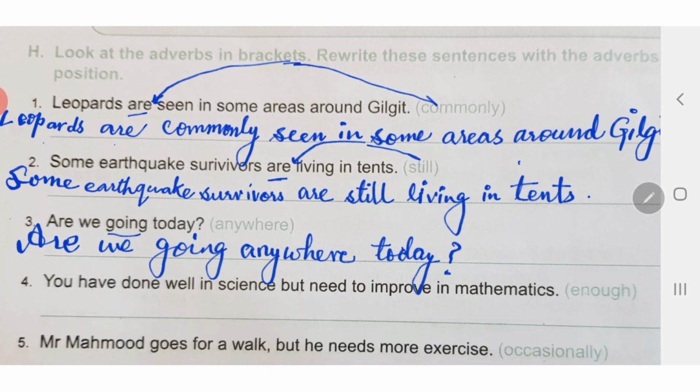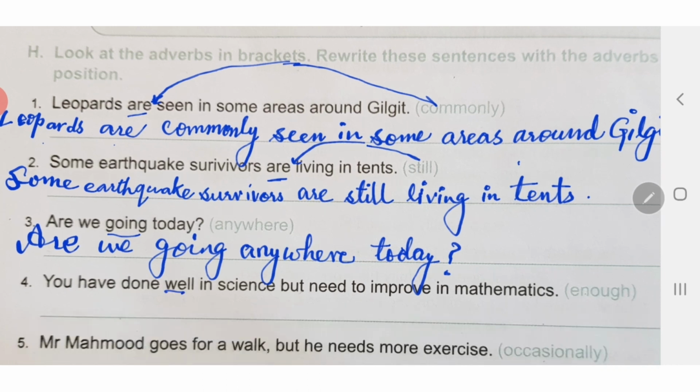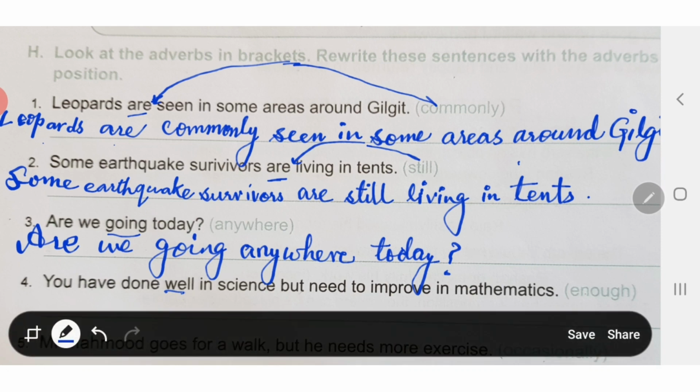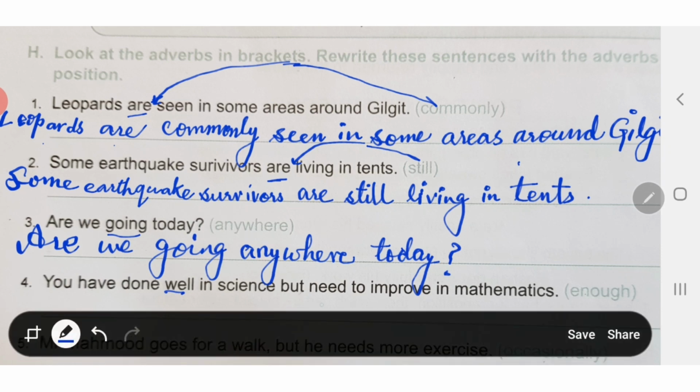You have done well in science but need to improve in mathematics. How has this person done in science, can you tell me? Well, this person has done well. So we will place enough with this well. This enough should be defining this well here. So it will become, you have done well enough in science but need to improve in mathematics.